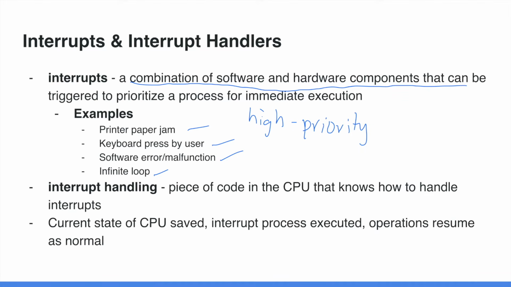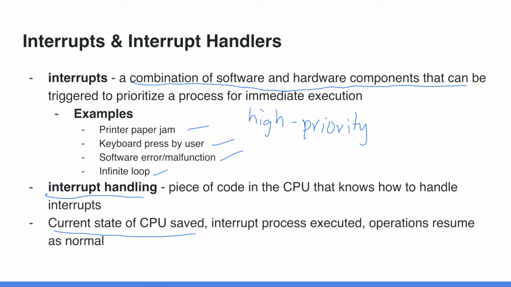Now, in order to allow interrupts to occur, we are using a combination of software and hardware components. One of those components, one of the software components, is an interrupt handler, which does interrupt handling. This is basically a piece of code in the CPU that knows how to deal with interrupts. So when an interrupt is triggered, interrupt handling is going to begin, allowing that process to be executed or prioritized. So basically, when we have an interrupt, the current state of the CPU is saved.